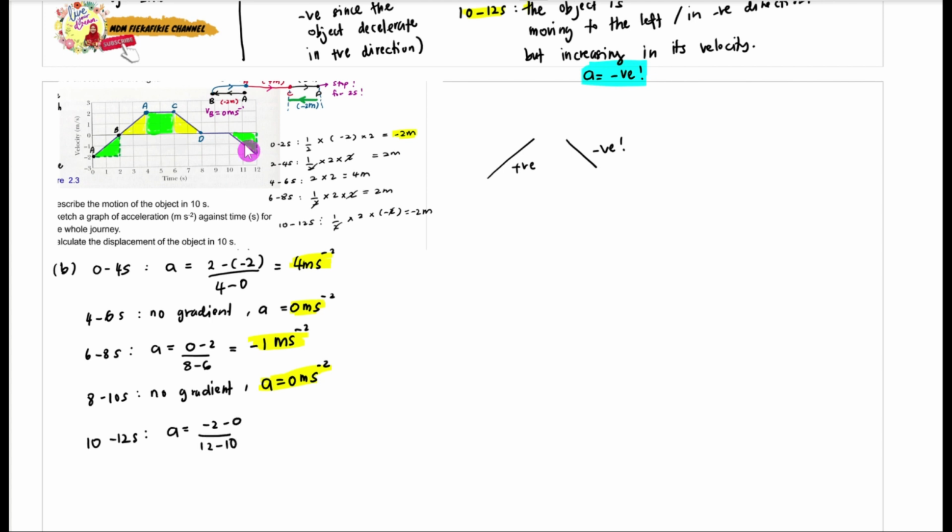And then 12 minus 10. So you're going to have 1. Okay, negative 1 meter per second squared. So negative is very important. Alright, so ini pun kita dapat negatif tadi. Okay, make sure you consider negative.